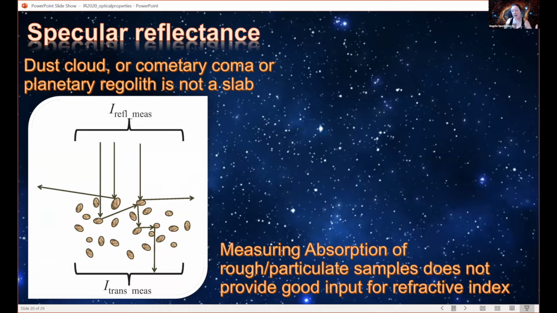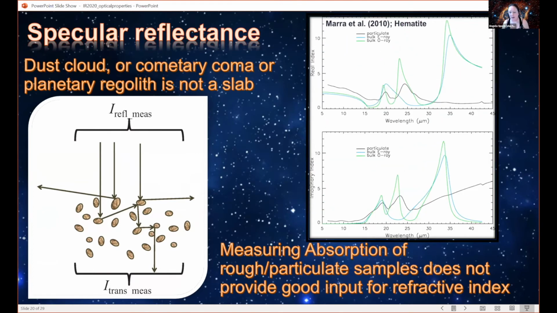Now, if you do it this way just to get a transmission and you're just comparing the transmission, that's fine. But if you're actually using this to extract optical constants, you're going to have the wrong numbers. Okay. And this kind of demonstrates that. This is from a paper by Mara et al. in Icarus in 2010. They used hematite. The top is the real part, that's N. The bottom is the imaginary part, that's K. And what you've got here is what you get if you use their particulate sample, which would be like this, versus a bulk sample of the same material. And you can really see the difference.